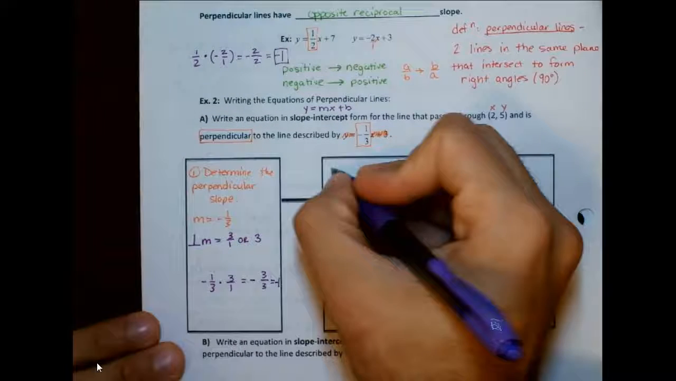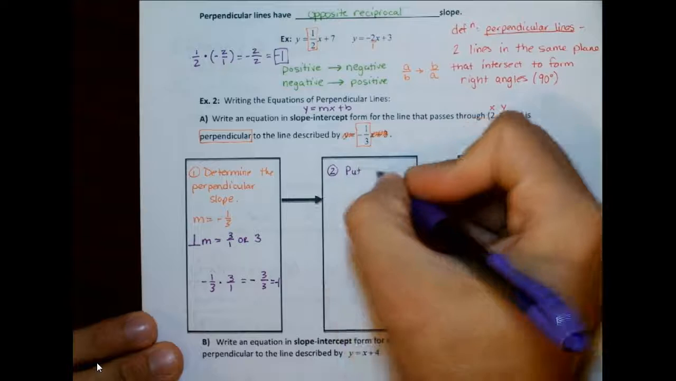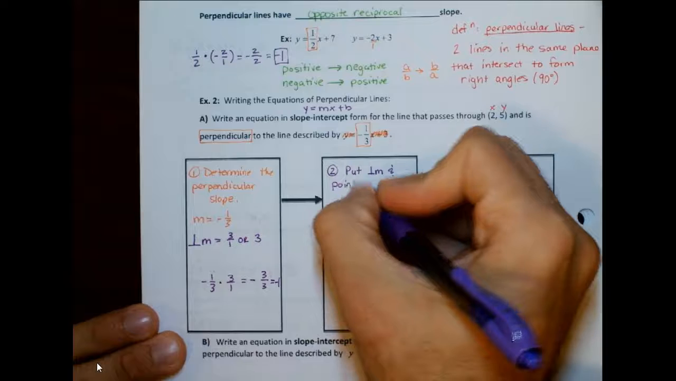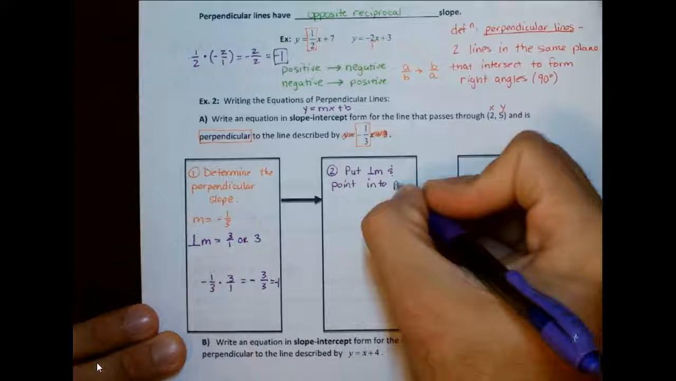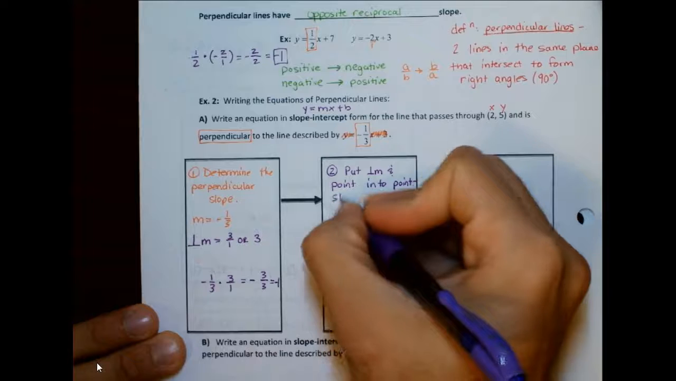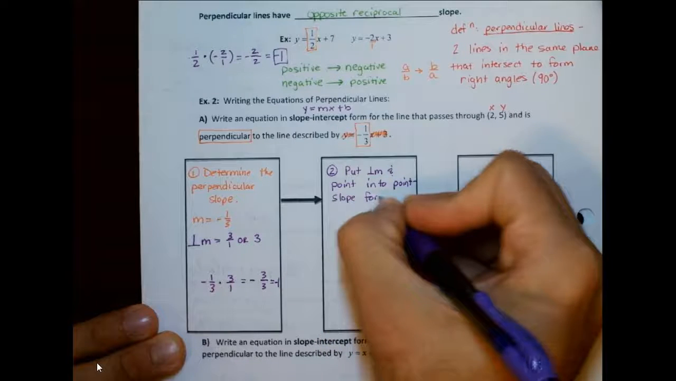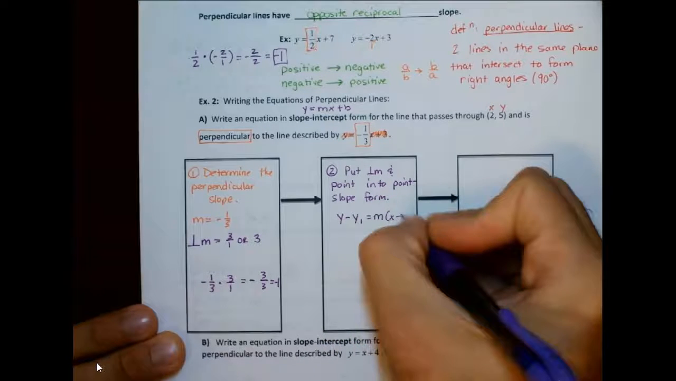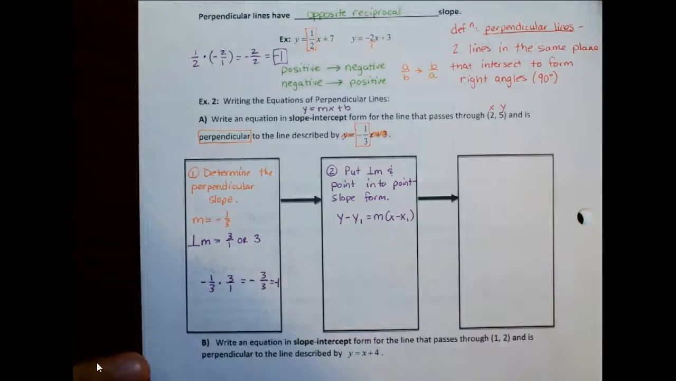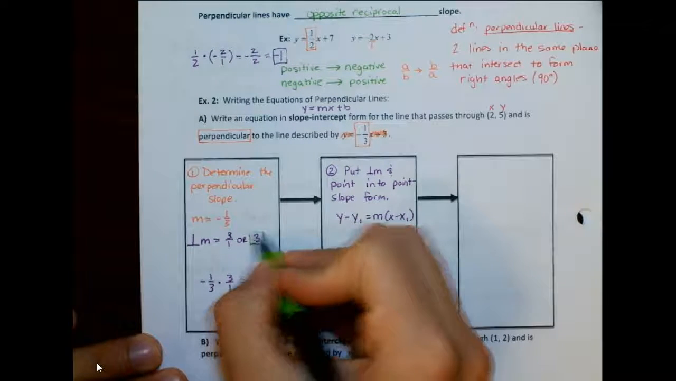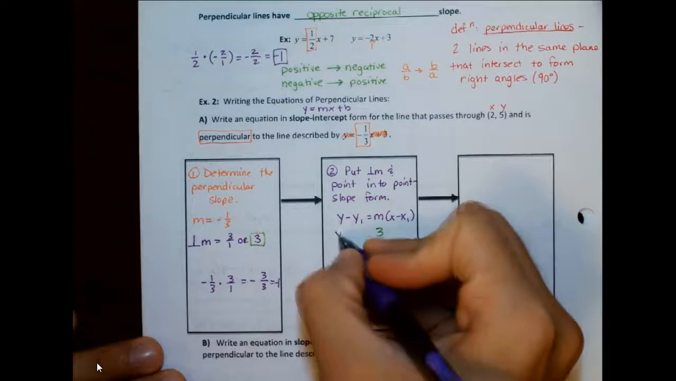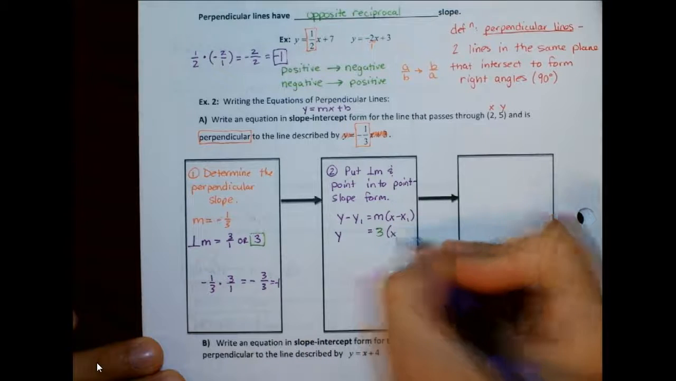Step 2. We want to put the perpendicular slope and the given point into point slope form. Point slope form is y minus y1 equals m times x minus x1. So substitute in what we know. We know that our new slope is 3, so we'll take out m and put that in its place. Y will always be in the problem, and x will always be in the problem.